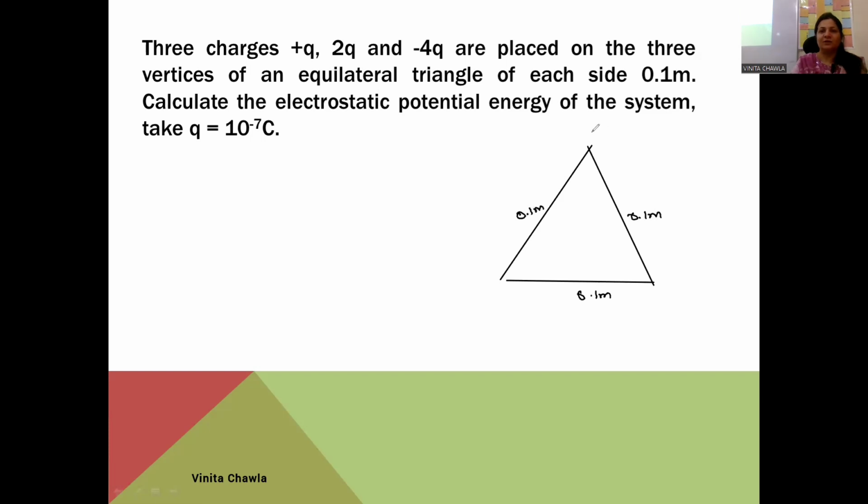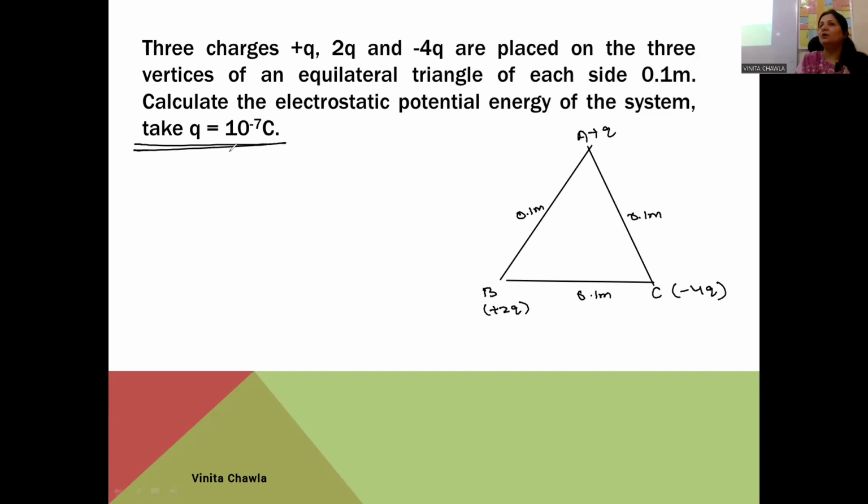And we have three charges. Plus Q is located at this point, let's say this point is A. This is vertex B and charge plus 2Q is located at this point. And this is vertex C and charge minus 4Q is located at this point. So we have to find the electrostatic potential energy of the system. Take Q equal to 10 to the power minus 7 coulomb.